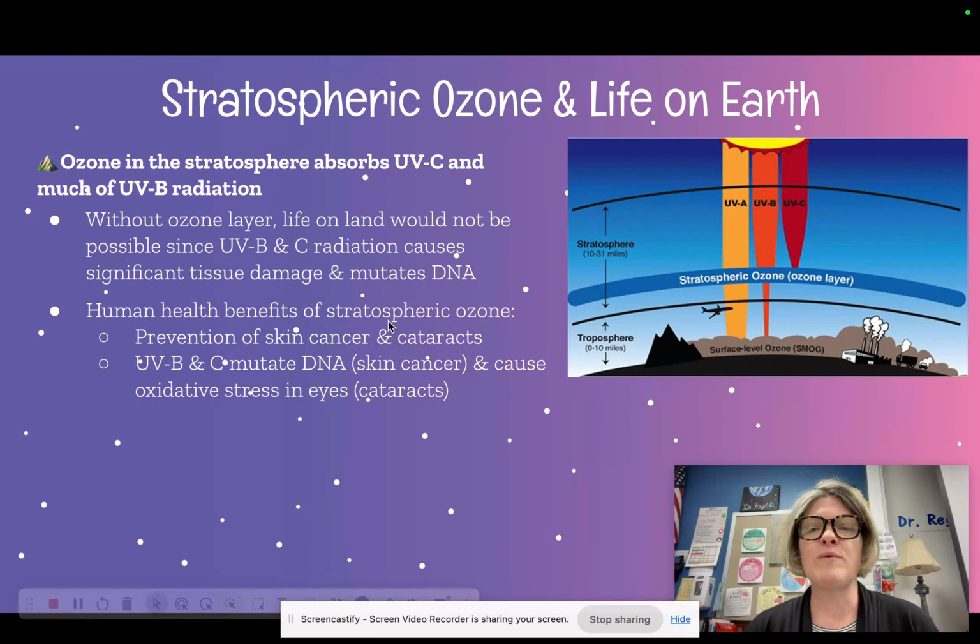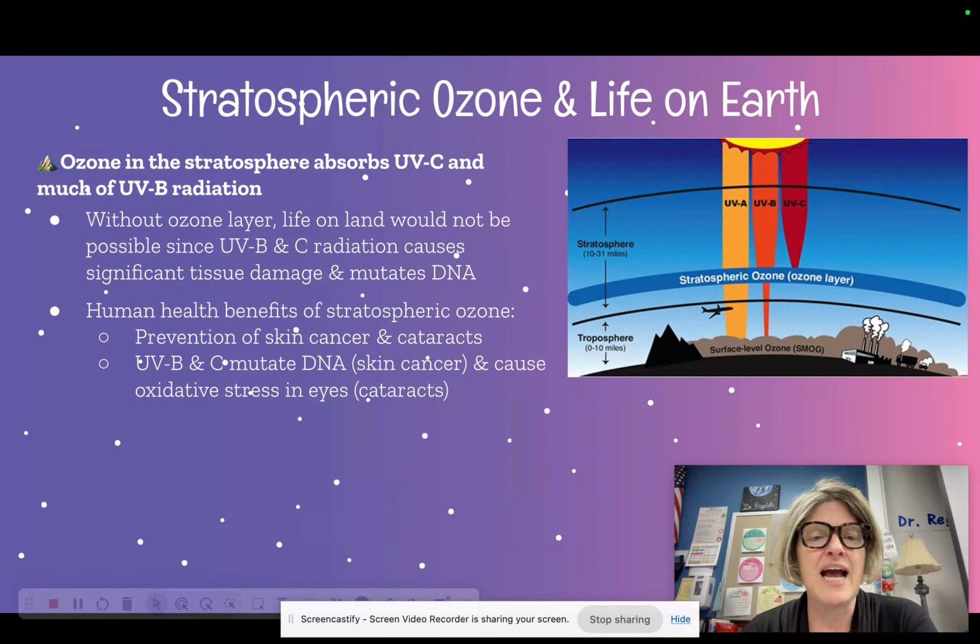So what are some of the human health benefits? Well, the ozone layer helps us to prevent skin cancer, and it also reduces our incidences of cataracts. However, we need to be protecting ourselves as well. So we should be wearing sunscreen and we should be wearing sunglasses when we go out in the sun so that we can protect and preserve both our skin and the lenses in our eyes.